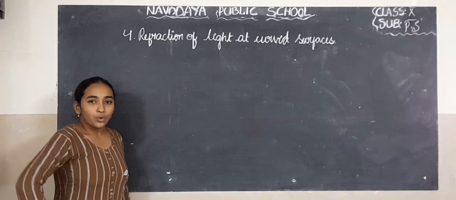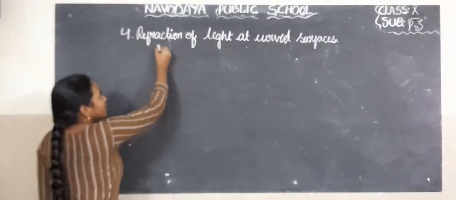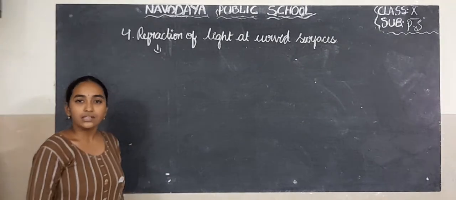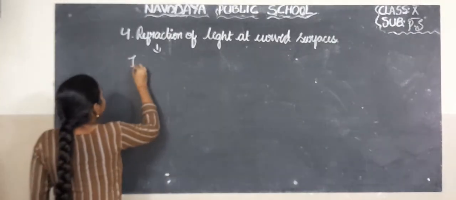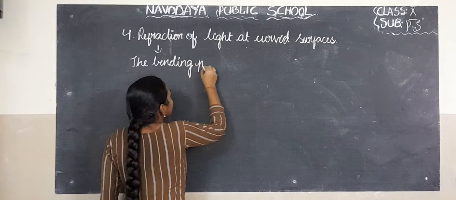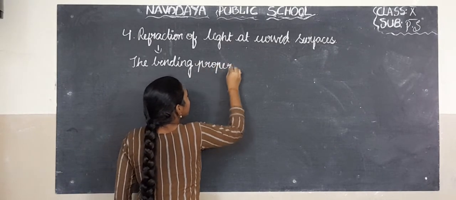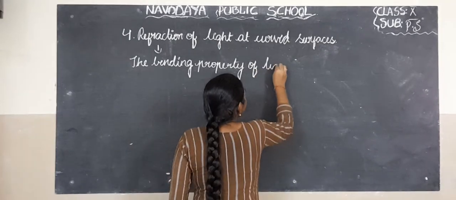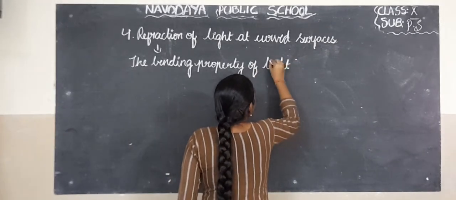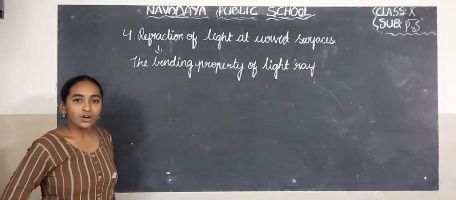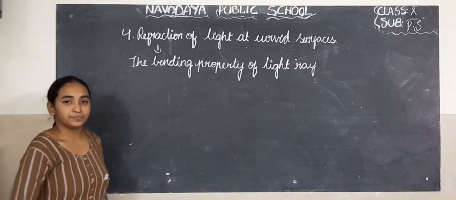In this chapter, I am going to explain about refraction. Refraction means the bending property of the light ray is known as refraction. The bending property of light ray is known as refraction.